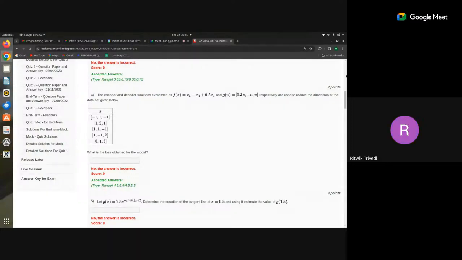Unsupervised. Labels are not there. Definitely, it's unsupervised. Understand? So this is the input given to us. There are no labels. This is unsupervised.